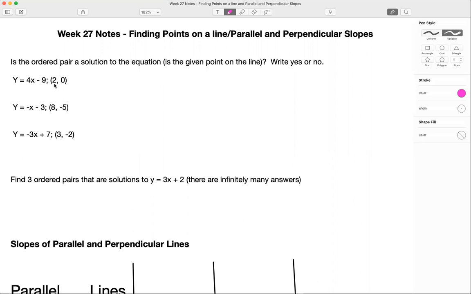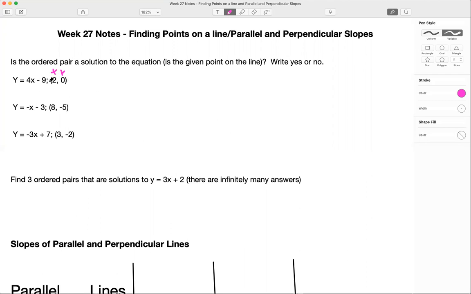Well, how are we going to know if this point (2, 0) is on this line right here? Here's how we do it. We take the 2, which is really the x value, and plug it in for x. Then we see what we get out for y. If we get 0 out for y, then we know the answer is yes. If we get something other than 0, then the answer is no.